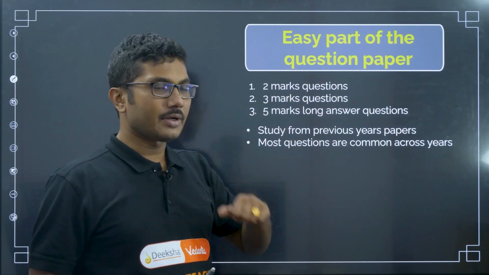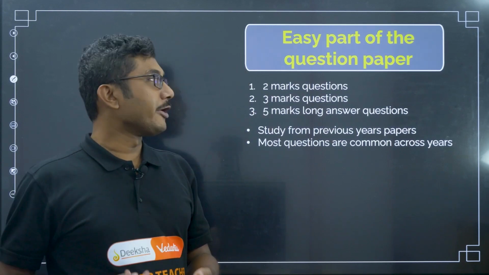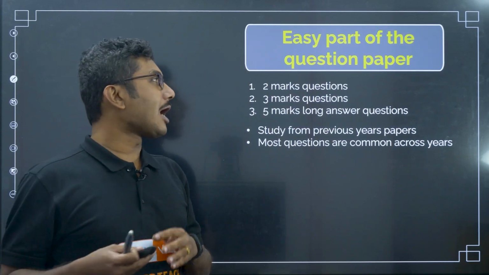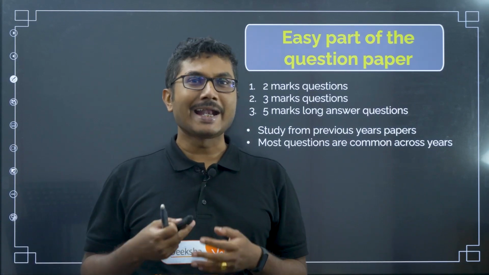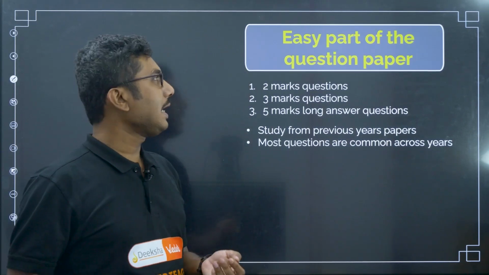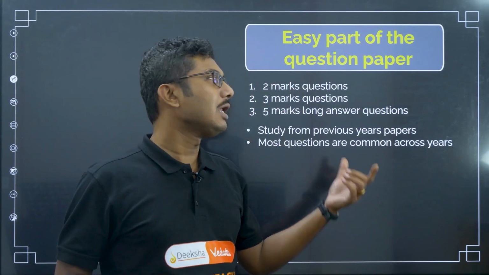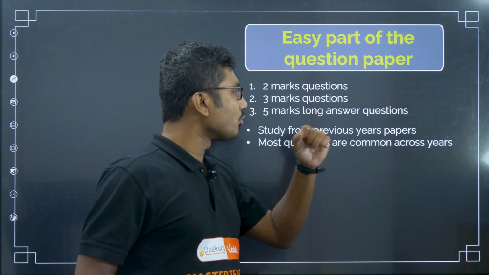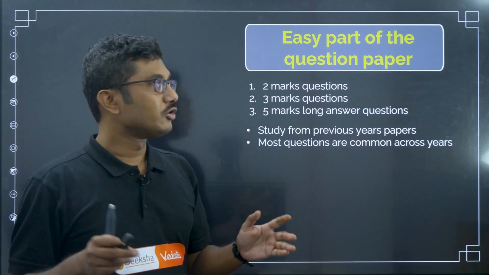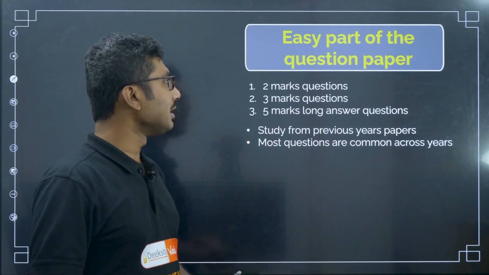Question paper we have understood. 40% of the questions are easy. From a student's point of view, what can we easily study, complete and score marks on? These are the easy parts of the paper. These questions are very predictable. You can study from previous year question papers, and most questions are common across the years. So if you study previous year questions, you will easily be able to answer all these parts.